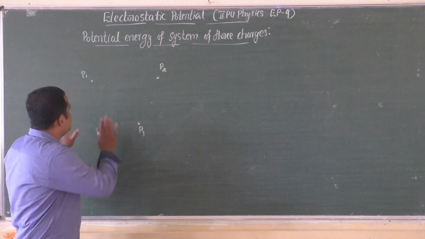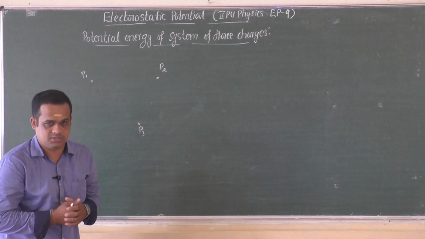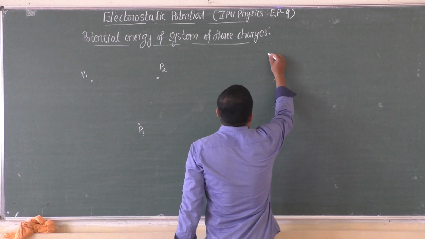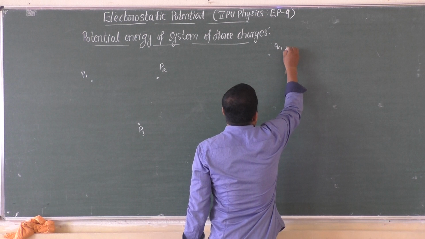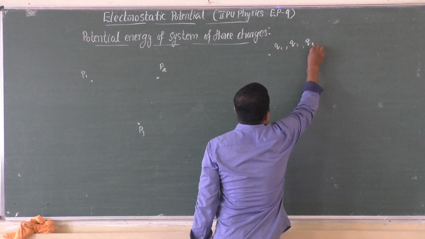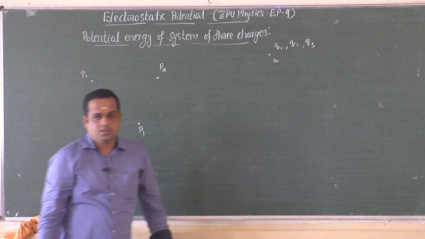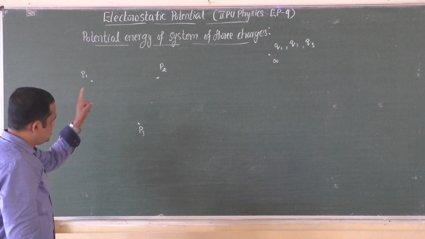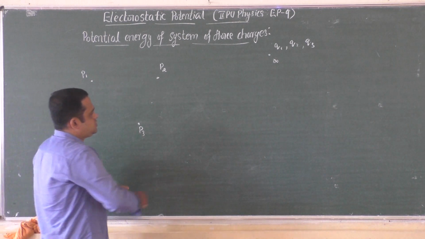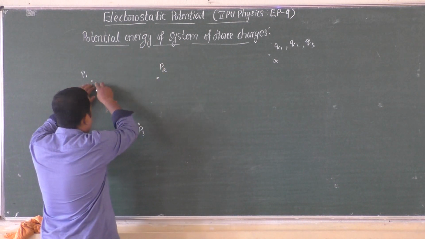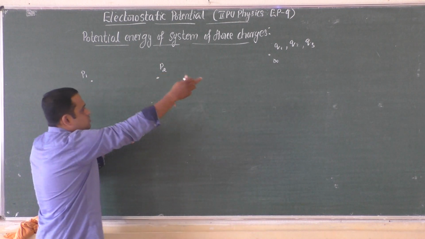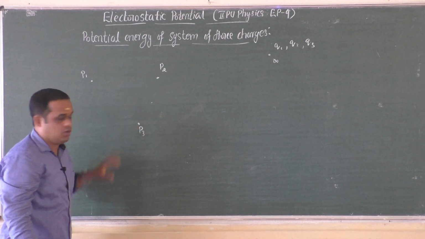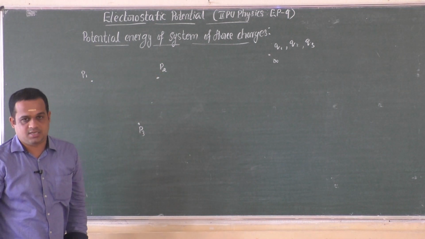That means we have to assemble three charges at three different positions. Now, let us imagine that the charges Q1, Q2, Q3 are present at infinity. Now we want to form the system of three charges. That means first of all I have to bring Q1 to point P1, then Q2 to P2, then Q3 to P3, so that after assembling three charges in these three locations we will get the system of three charges.